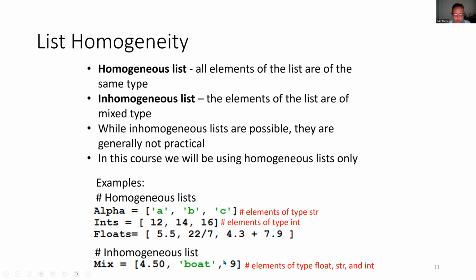However, you could have an inhomogeneous list. This is what it would look like and how you'd recognize it. You'd recognize it because the types are all different. We have a float, a string, and an integer. So that is an inhomogeneous list. So please refrain from using inhomogeneous lists unless there is a real reason to do so.